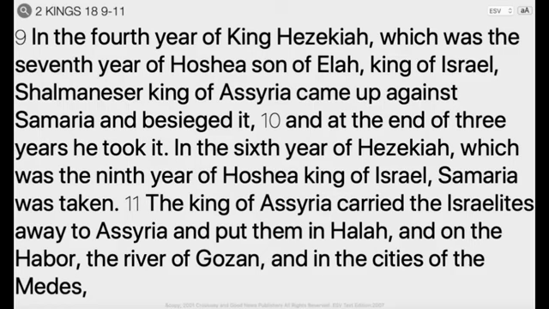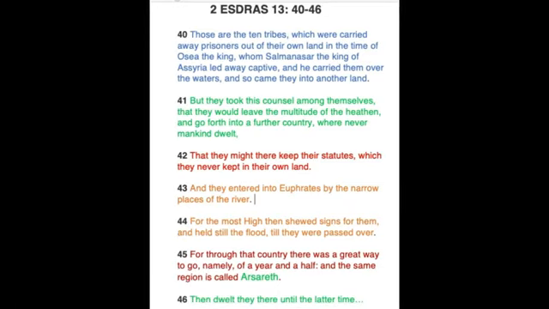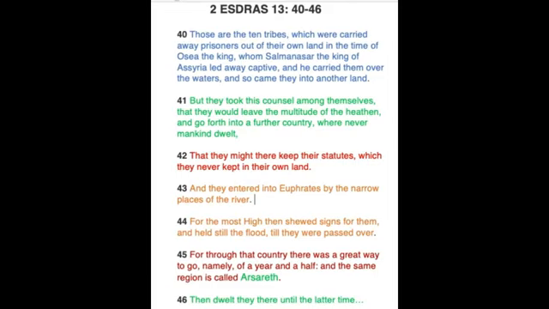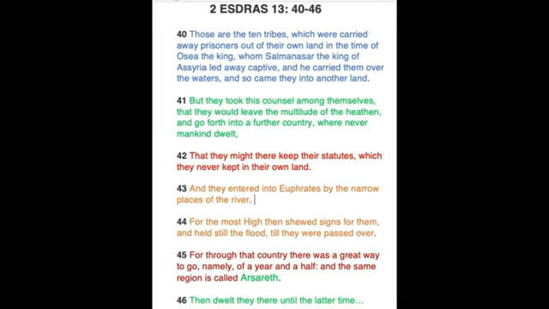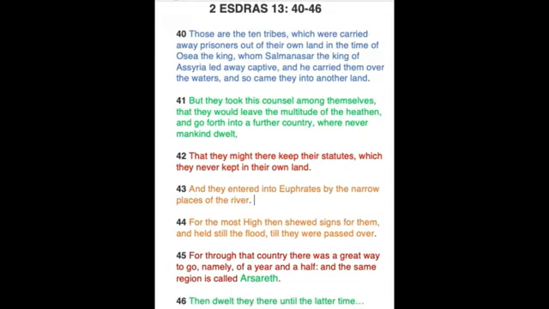Verse 41. But they took this counsel among themselves, that they would leave the multitude of the heathen and go forth into a further country where never mankind dwelt, that they might there keep their statutes which they never kept in their own land. And they entered into Euphrates by the narrow places of the river. For the Most High then showed signs for them, and held still the flood till they were passed over.